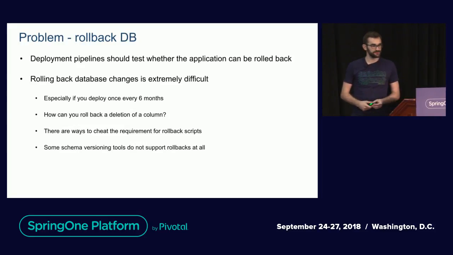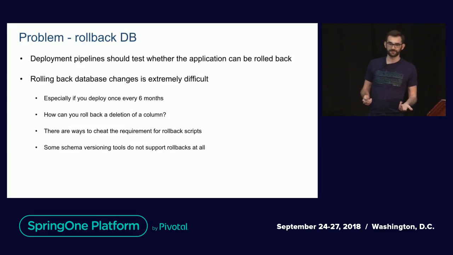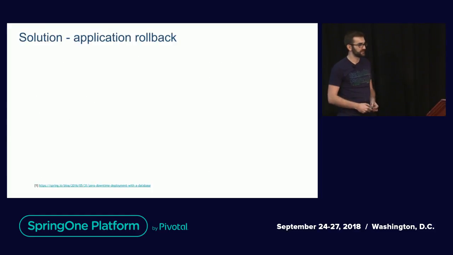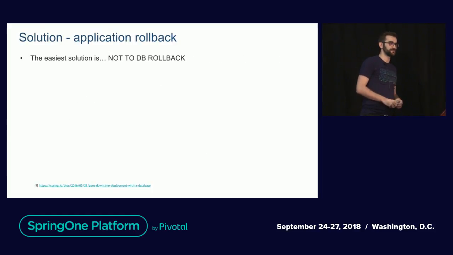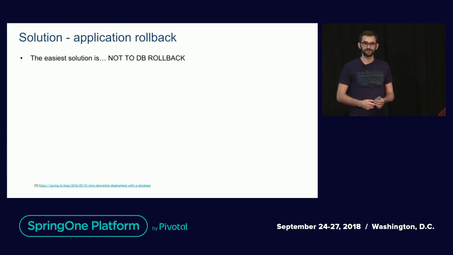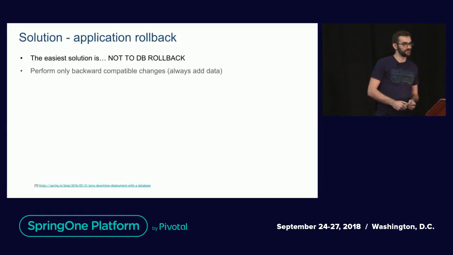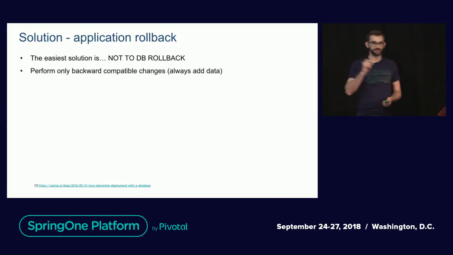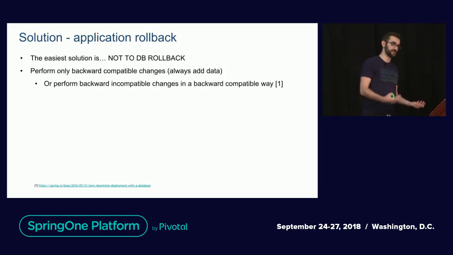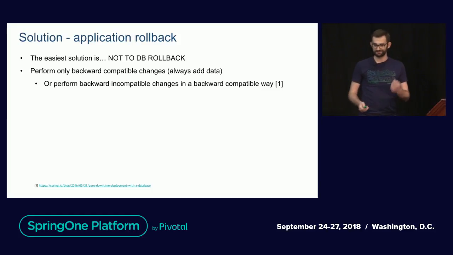Some schema versioning tools don't even support the concept of a rollback. So again, Captain Obvious solution: if rolling back a database is difficult, maybe don't do it, right? So what if we have an option to verify, and let's say we have this assumption that you always do backward compatible changes, or, and that's difficult to pronounce, changes in a backward compatible way. That's possible to be done.